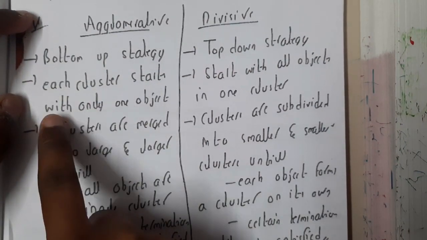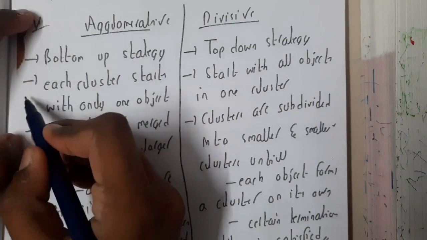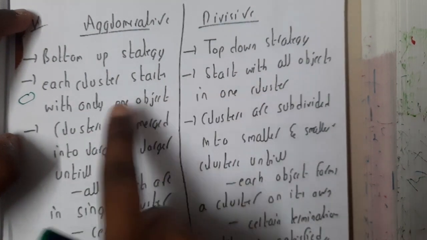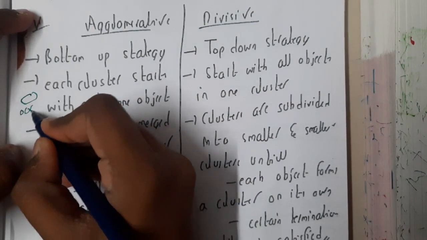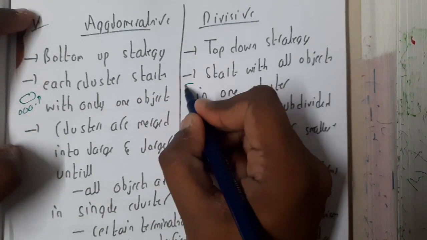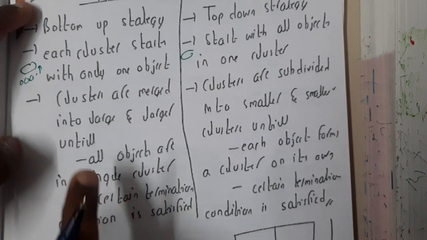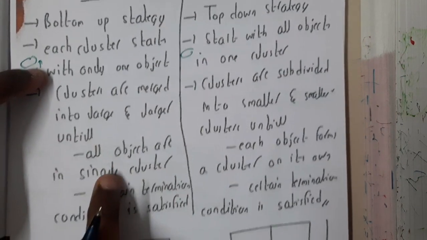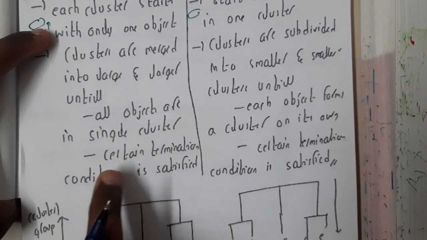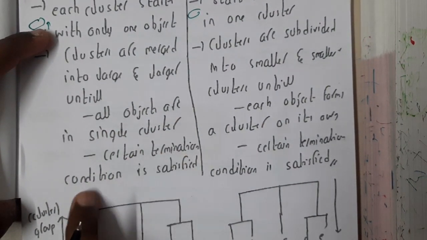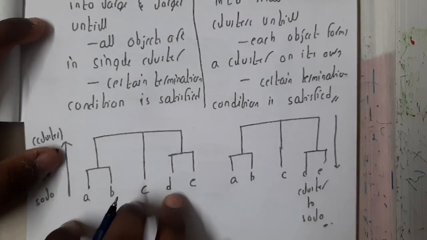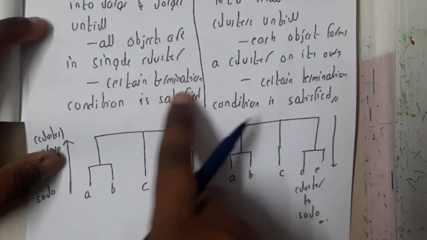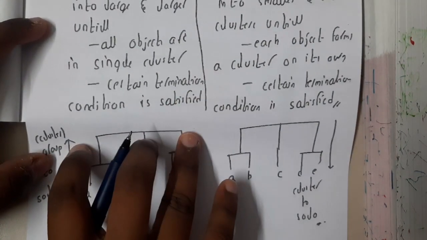Each cluster starts with only one object. So basically one will become many. Here it is from multiple that we are converting into one, whereas in the other from one we are dividing into multiple. Similarly, clusters are merged into larger and larger ones until all the objects are in a single cluster or a certain termination condition is satisfied. So basically you will start combining them until they become one object or there is some kind of termination condition. So it is the bottom up approach.